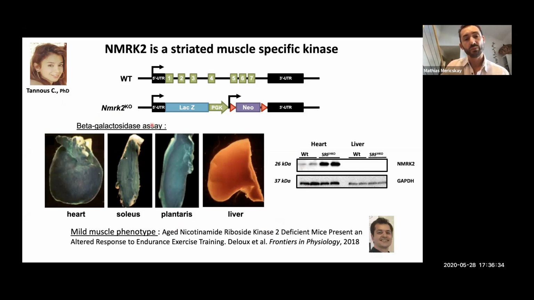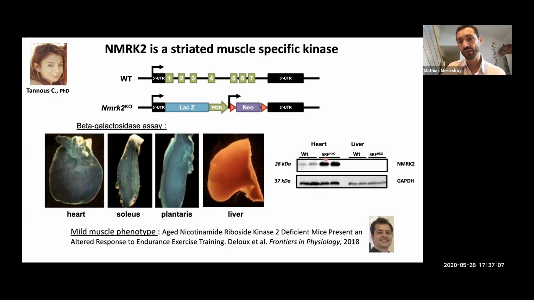What is clear, we used this LacZ insertion to actually validate what was already known from transcriptomic assays, that this gene is specific to striated muscles. So we can only find beta-galactosidase activity, which is under the control of the endogenous locus of NMRK2, in the heart and in the skeletal muscle. And there is absolutely no expression in non-muscle organs such as liver, brain, or others. The protein is also expressed in the heart. We cannot detect it in the liver, which is in agreement.